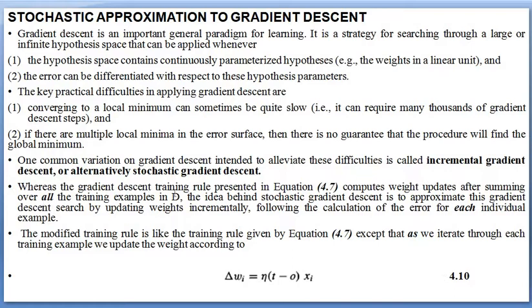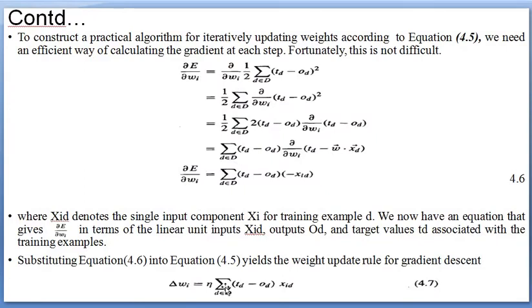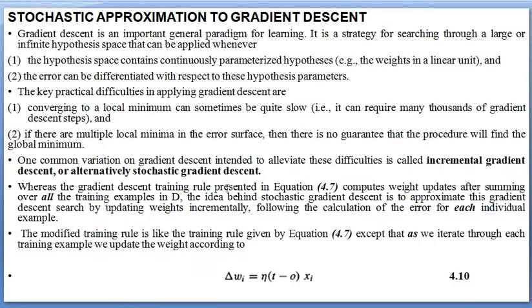So as you can see here, the gradient descent training rule presented in equation 4.7, which we have seen just now, computes the weight update after summing over all the training examples in D. Alright, yes or no? Look at this, the summation is there. Now you check equation 4.10, this summation is removed. So what happens in the gradient descent? We will calculate all this after summation, meaning we will first take the output values of all our inputs and then apply this formula. We will sum up this formula. Okay, that's what he's saying here.